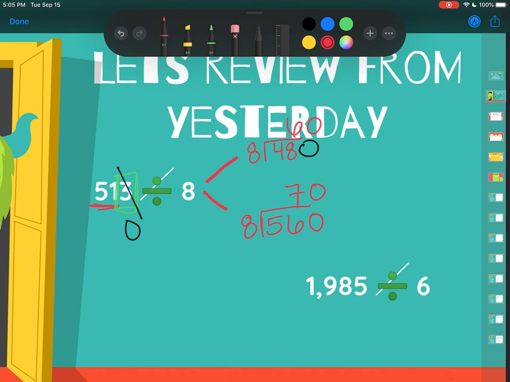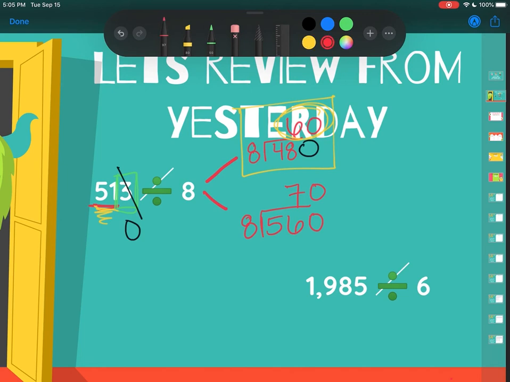Now I'm going to come up with my best estimate by figuring out what number was closest to 51 when we were estimating, right? Well, 48 is 3 away from 51. 56 is 5 away. So my best estimate would be 480 divided by 8 is 60. So 60 would be my best estimate for this problem.